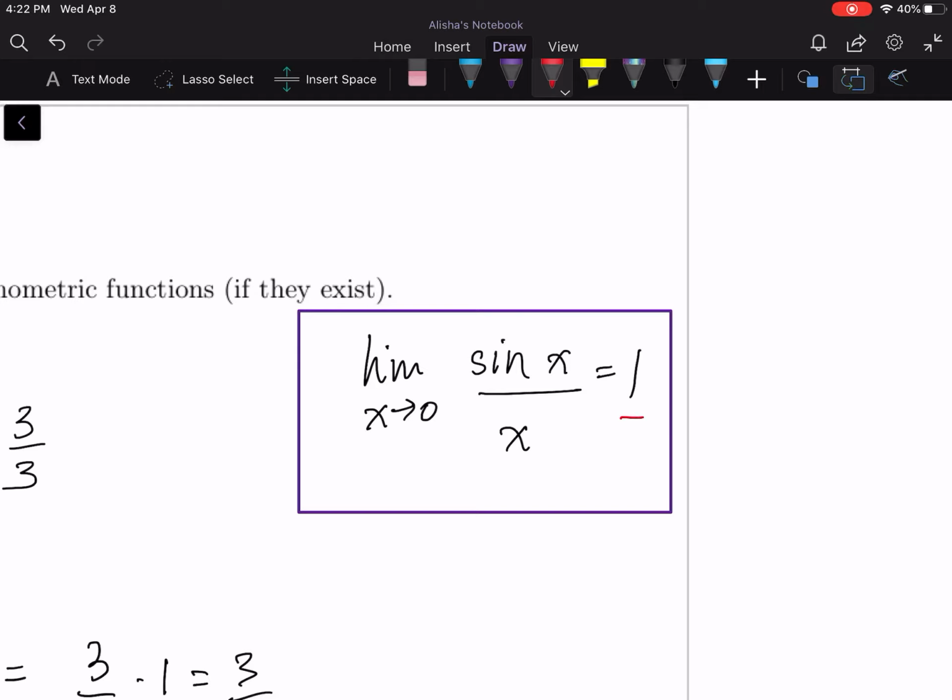And so this is the concept we're going to use over and over, particularly in parts A and B of 2.